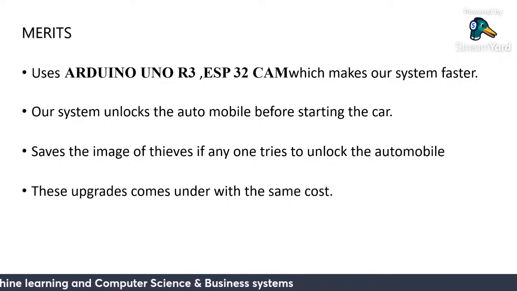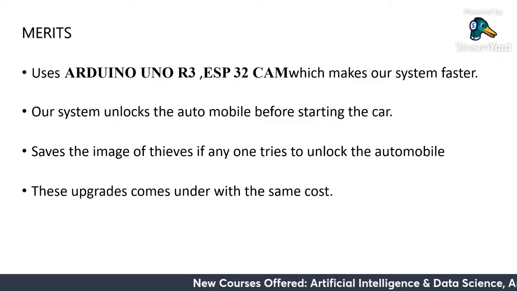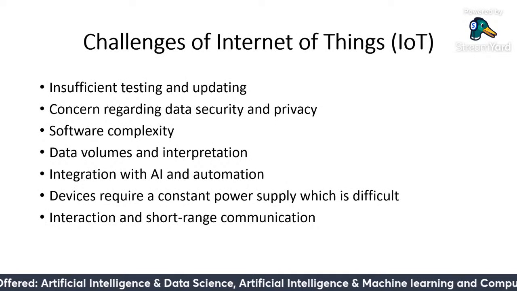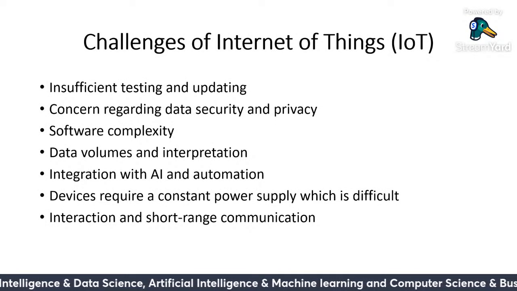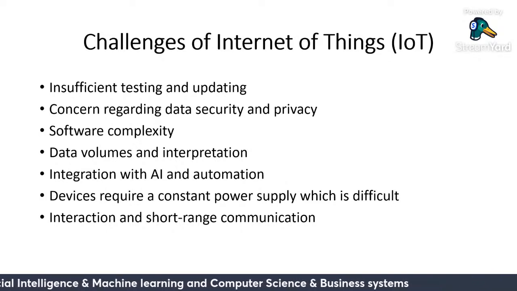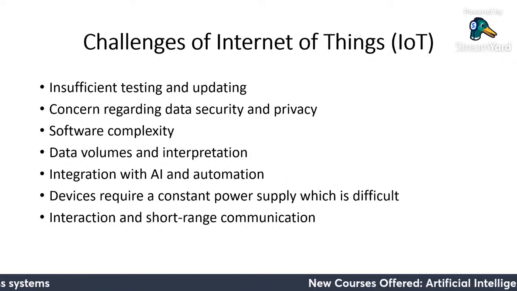And these upgrades come with the same cost, which means that the cost of the previous project is the same as the main project which we have done right now. And the challenges which we face in the Internet of Things are insufficient testing and updating, such as there are a low number of research centers and no government-aided research centers right now. So the government should provide more research centers to develop this IoT.